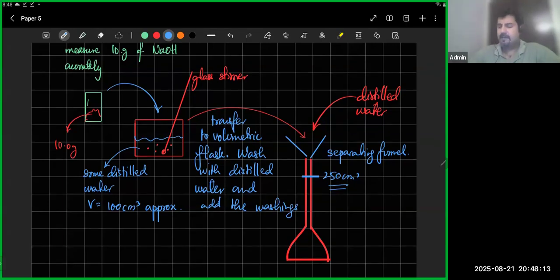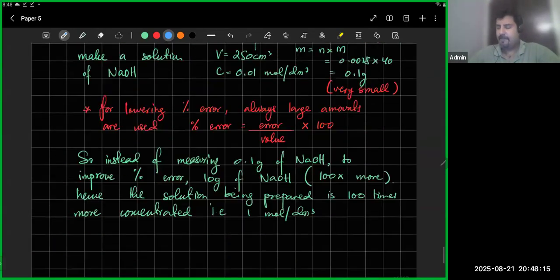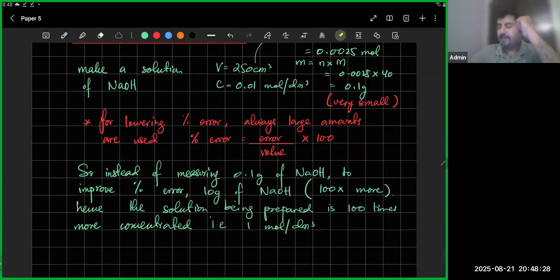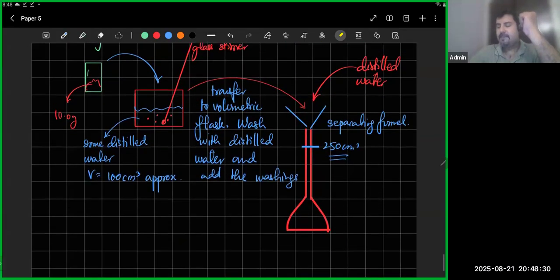तो इसको लिख लेंगे directly. अच्छा, but the trouble is we are trying to make not a 0.01 mole per dm cube solution. We're actually making a solution that's 100 times more concentrated. After this, there's going to be another step where you're going to dilute this solution by adding even more water to it. Okay, we'll discuss that in tomorrow's class.